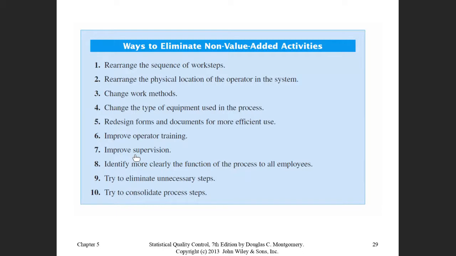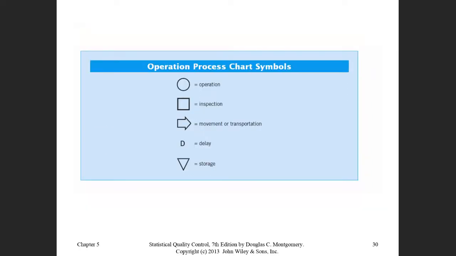Improved supervision is needed. Identify more clearly the function of the process to all employees. They have to be educated about all the functions, why they are doing it. They have to be involved in the organization, not just doing their task. Try to eliminate unnecessary steps. Again, it could be work or methods. Try to consolidate process steps, optimize them, reduce them, or combine them if possible.